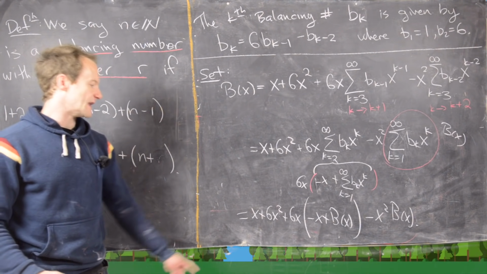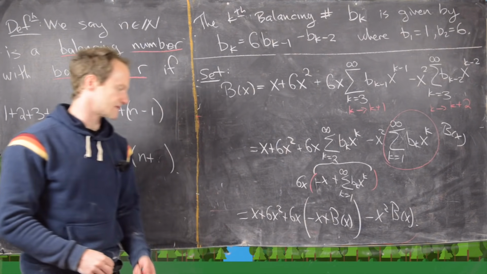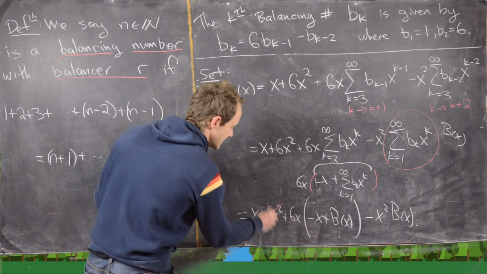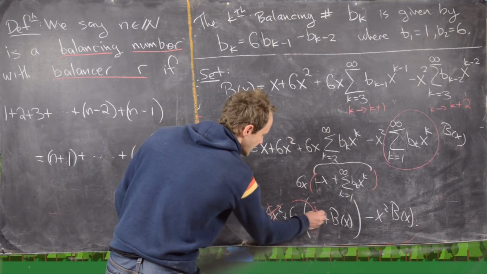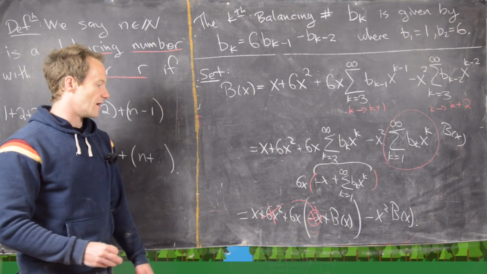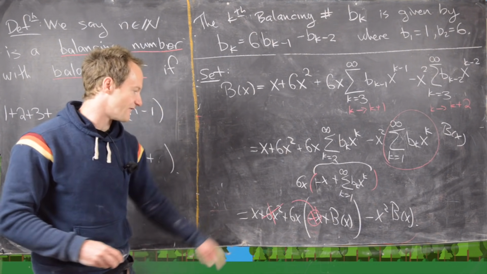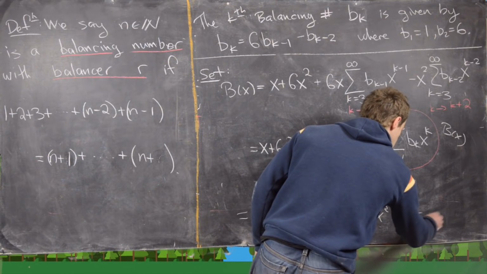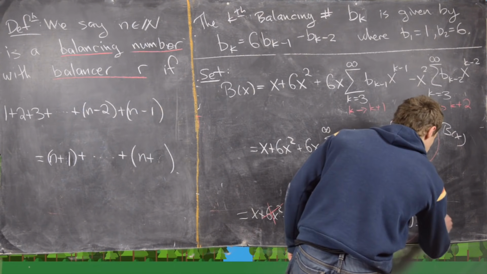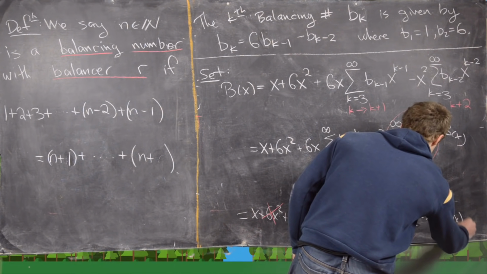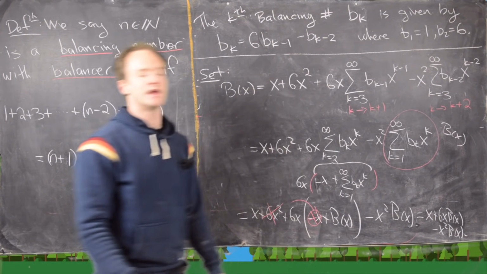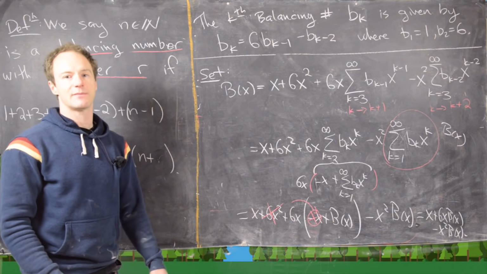Okay, good. But now notice we have 6x times negative x, so that's going to give us negative 6x squared. So in fact, this is going to cancel with what we get when we distribute that. Okay, great. So what we have in the end is we will have x, and then plus 6x times b of x, minus x squared times b of x. So that's what we end up with. Okay, so I'll bring that to the top and then we'll keep going.